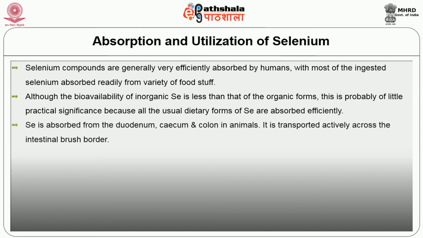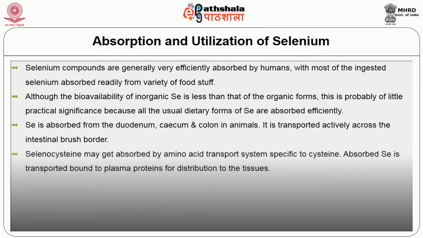Selenium is absorbed from the duodenum, cecum and colon in animals. It is transported actively across the intestinal brush border. Selenocysteine may get absorbed by an amino acid transport system specific to cysteine. Absorbed selenium is transported bound to plasma proteins for distribution to the tissues.